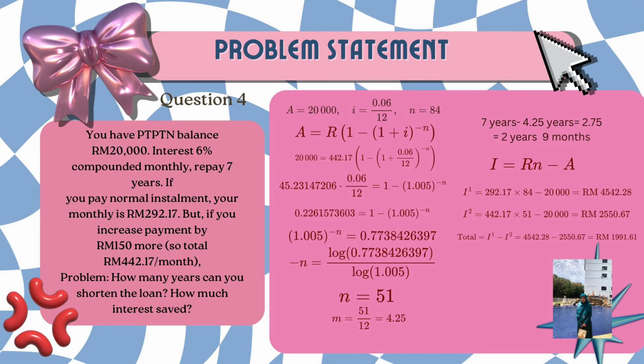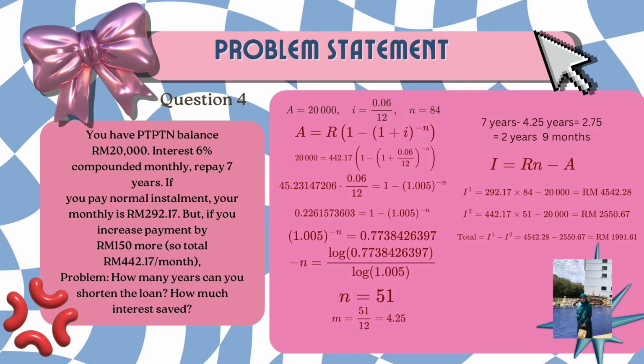So the next step will be 45.2314729 multiplied with 0.06 divided by 12 equal to 1 minus bracket 1.005 bracket negative N. So we get the answer 0.2261573 equal to 1 minus bracket 1.005 bracket negative N.